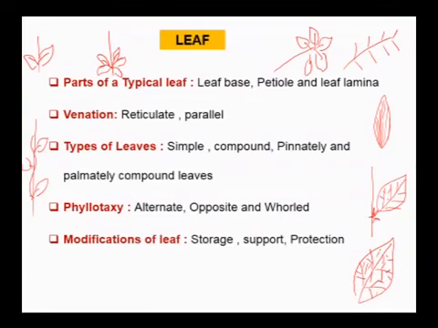So, to summarize, the leaf is the dorsoventrally flattened green part of the plant developing from the nodal region, having leaf base, petiole and leaf lamina. Lamina shows parallel venation and reticulate venation. Leaves are classified as simple leaves and compound leaves. Compound leaves have pinnate arrangement and palmate arrangement. Phyllotaxy is of three types: alternate, opposite and whorled. And other than photosynthesis, leaves are modified for propagation, support and protection.